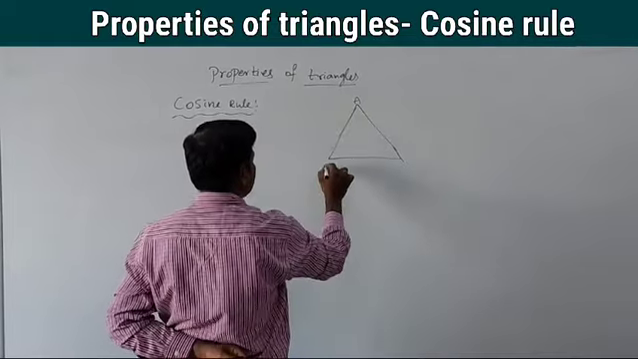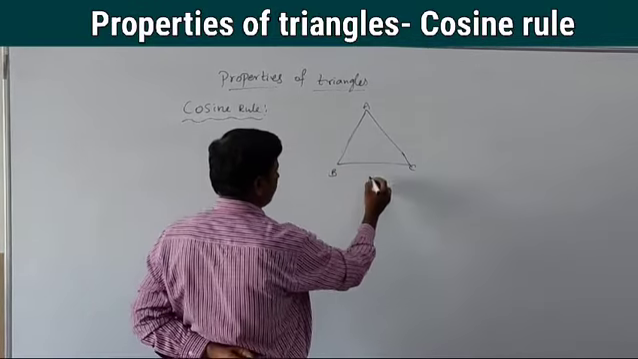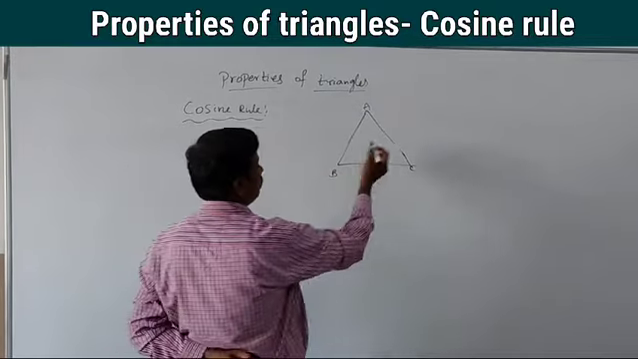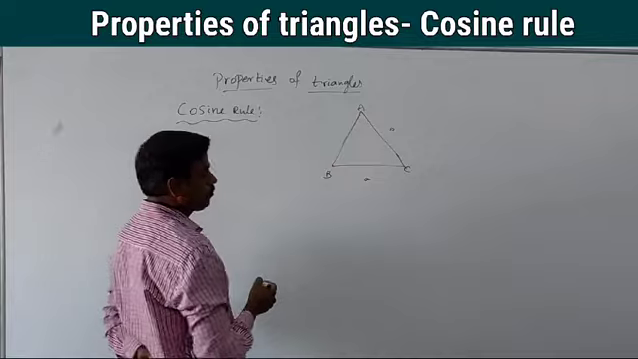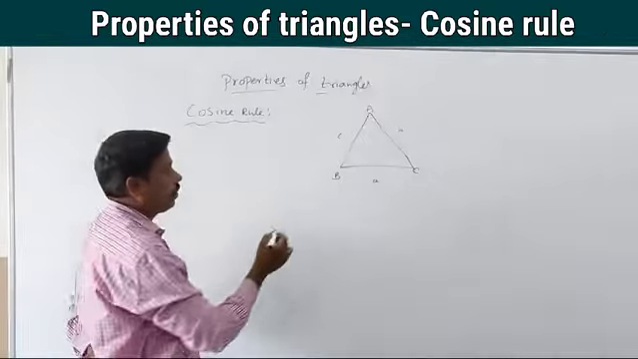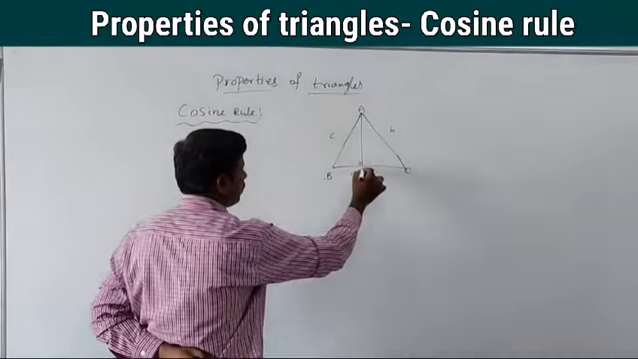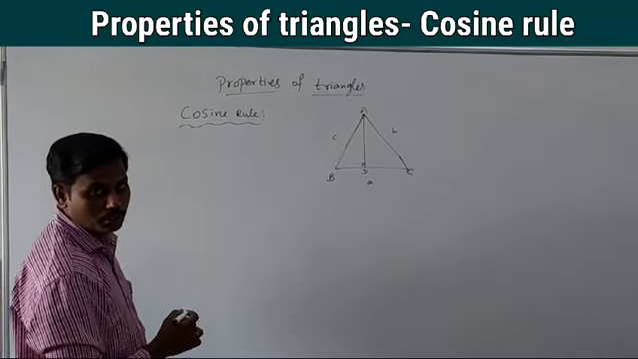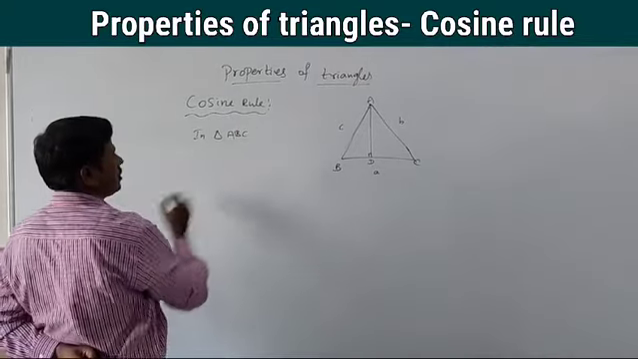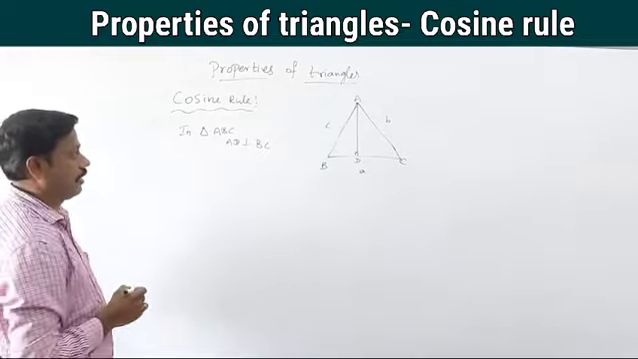In a triangle ABC, the side opposite to vertex A, that is BC, has length a. The side opposite to vertex B has length b. The side opposite to vertex C, that is AB, has length small c. Now draw a perpendicular to BC, so it is D. AD is perpendicular to BC, right?